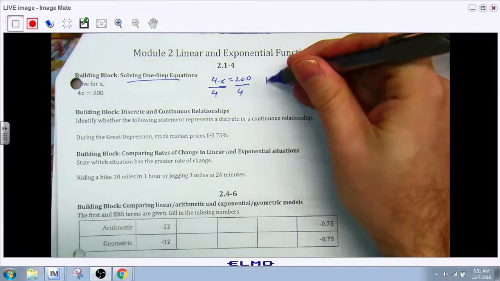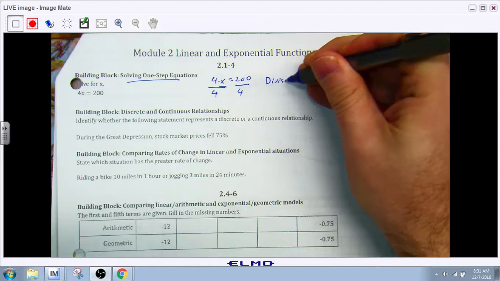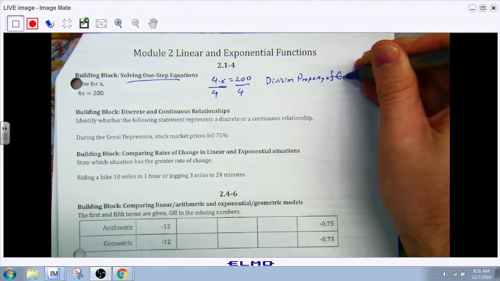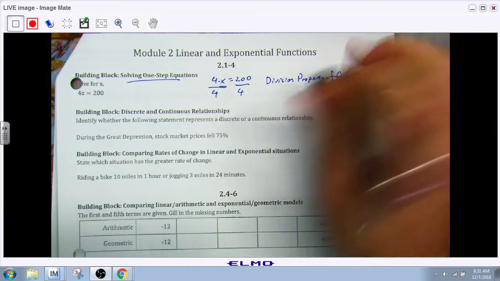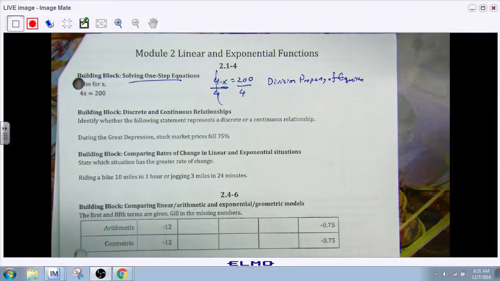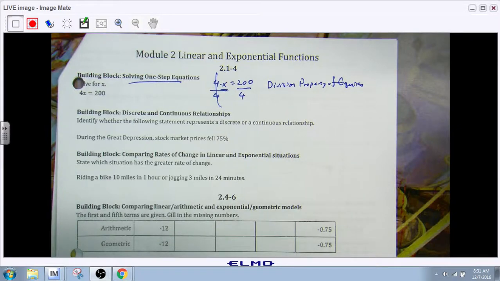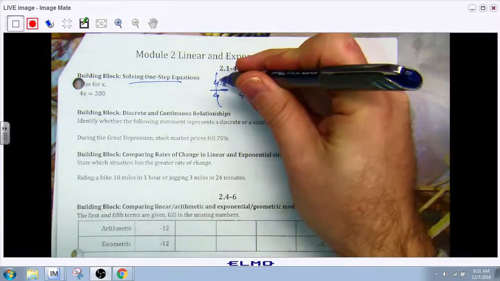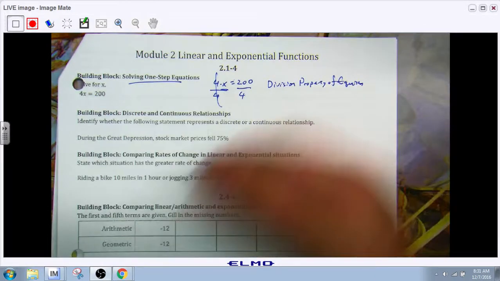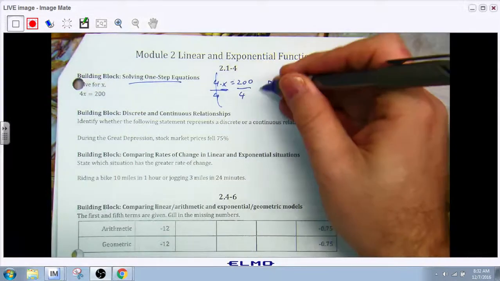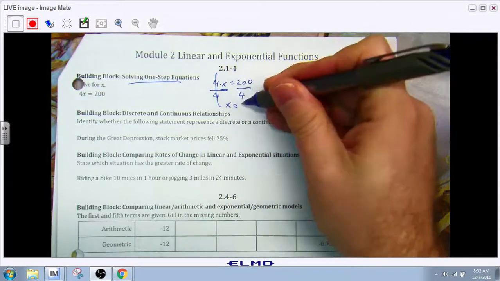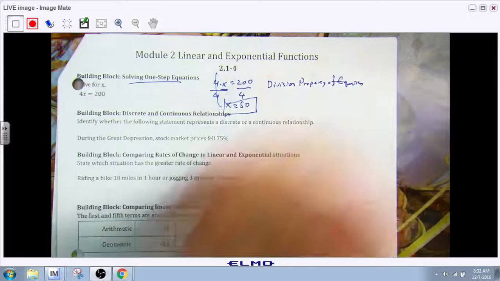This is the division property of equations. If we divide, we have to divide both sides. So 4 divided by 4 cancels out, becomes 1, right? 4 divided by 4 is 1. And so we're left with 1 times x, and of course we don't write 1 times x because we can write 1 times anything. So we just simplify this as x equals whatever 200 divided by 4 is, and that's in fact 50. And so that's all we need to do.